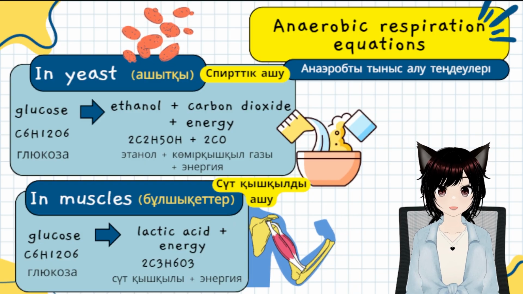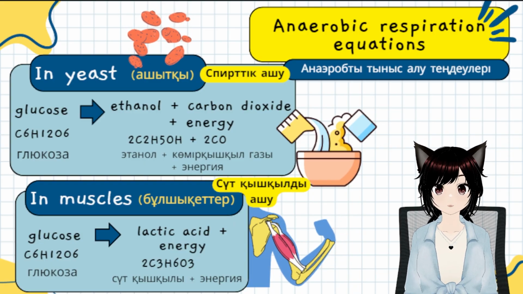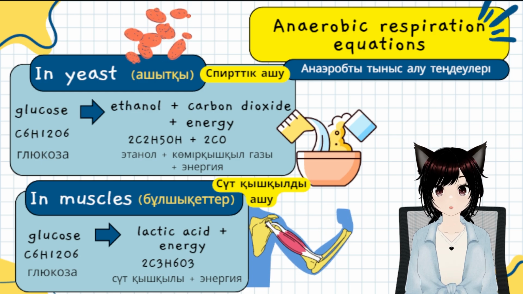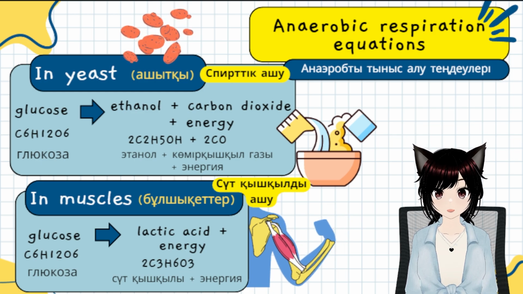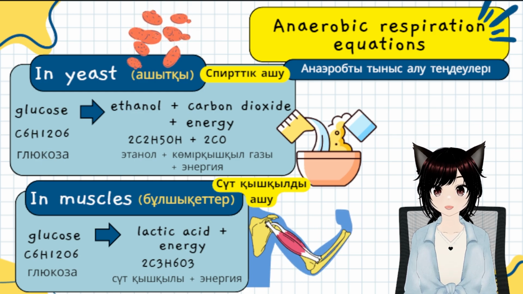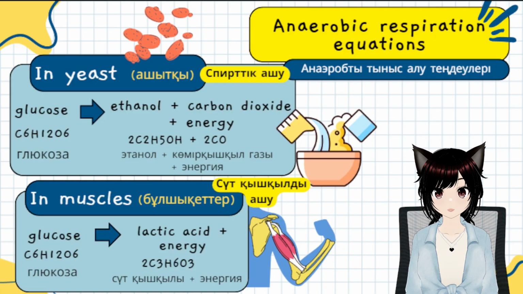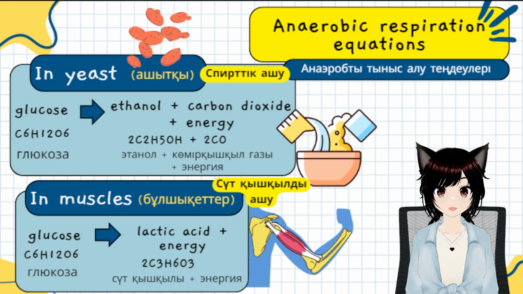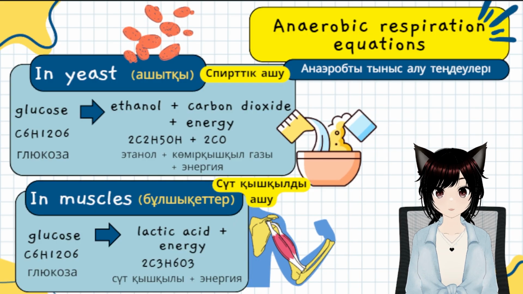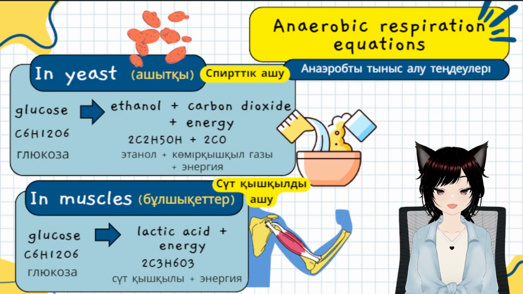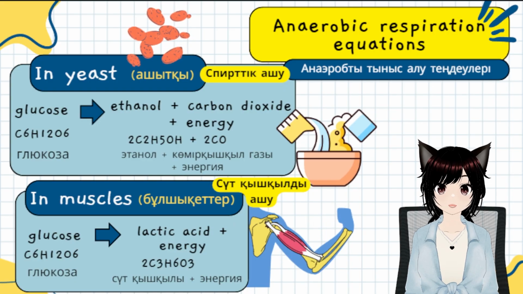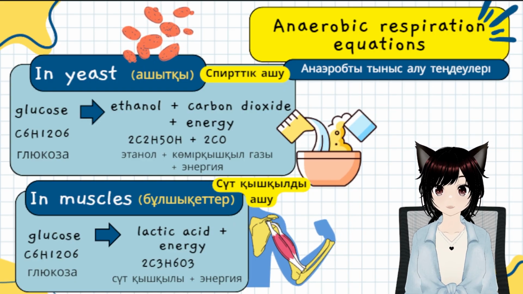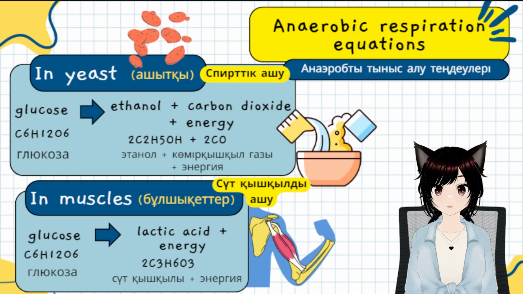This is a process humans use to make bread. The carbon dioxide makes it rise, and to brew beer and wine. Second, in muscles, яғни бұлшық еттерде, this process is called lactic acid fermentation. Here, glucose is broken down into lactic acid and energy. Яғни глюкоза сүт қышқылына және энергияға ыдырайды.